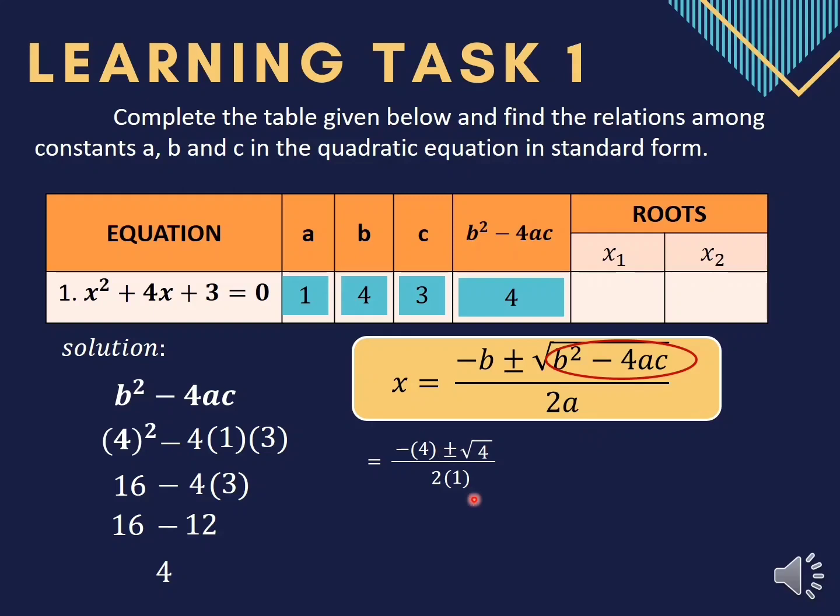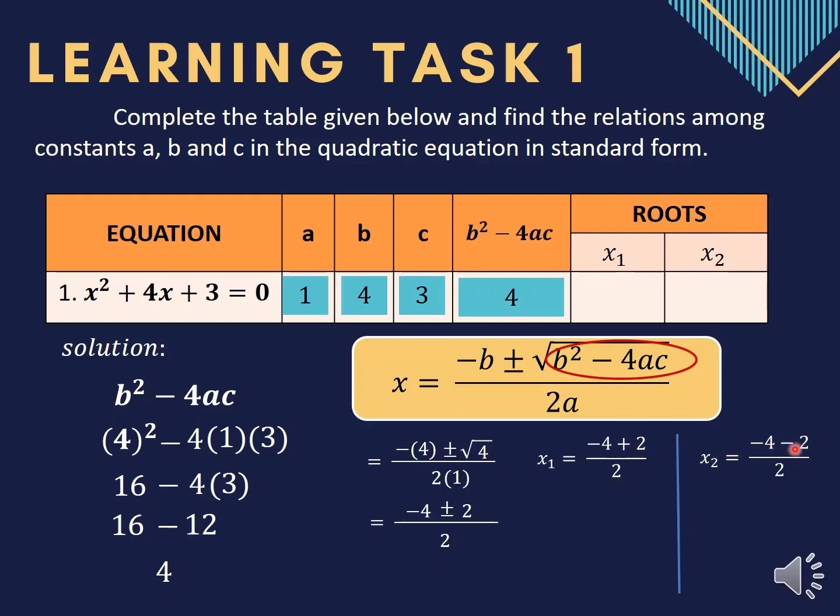Now, let us simplify. That is negative times positive 4. That is negative 4. Positive, negative. What is the square root of 4? Okay, that's it. We have 2. All over 2 times 1, we have 2. Now, let us simplify. Since negative 4, positive, negative 2, all over 2, we have positive, negative here. It means we can form 2 linear equations. The first, x sub 1, is the positive one, or negative 4 plus 2 all over 2, while the other one, x sub 2, is negative 4 minus 2. One is positive, one is negative.